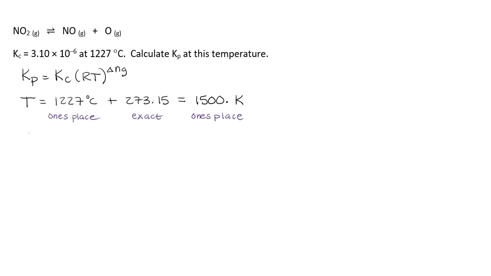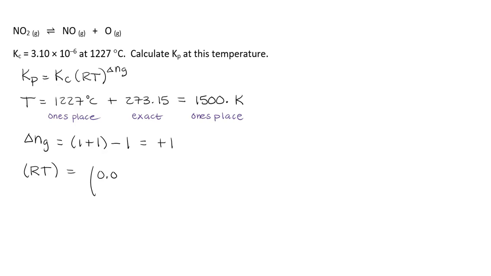The next thing I do is calculate my delta Ng. So I take my moles of product gas, so I have 1 plus 1, minus my moles of reactant gas, which is 1, and that gives me a value of delta Ng of plus 1. So the next thing I'm going to do is calculate my RT term.